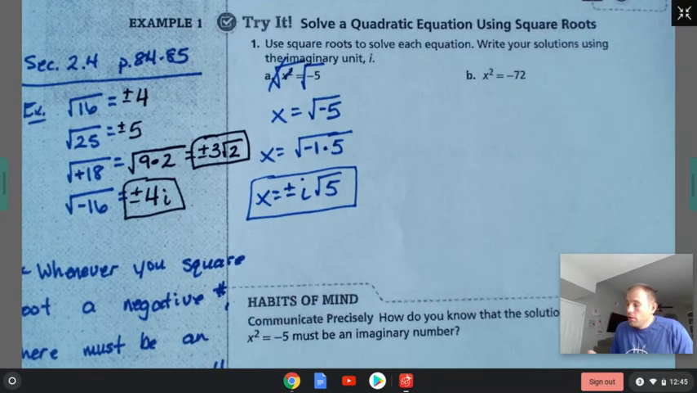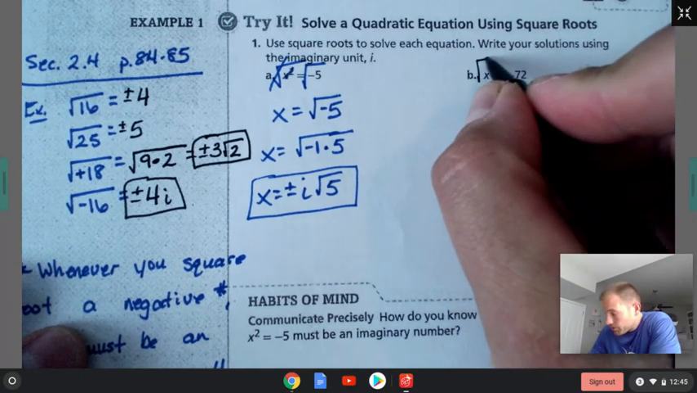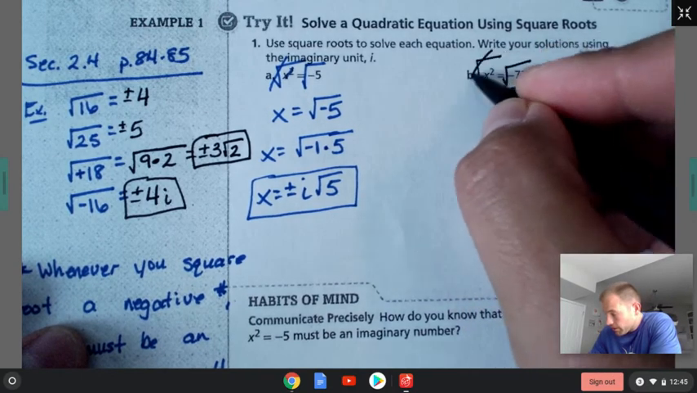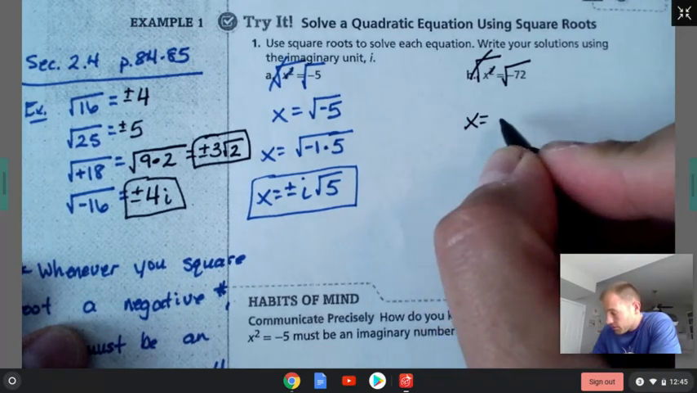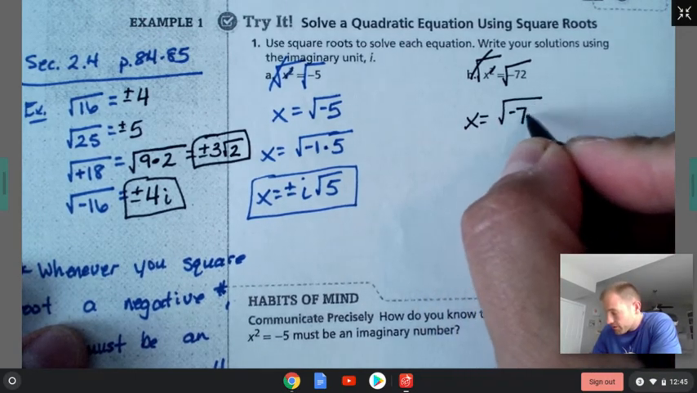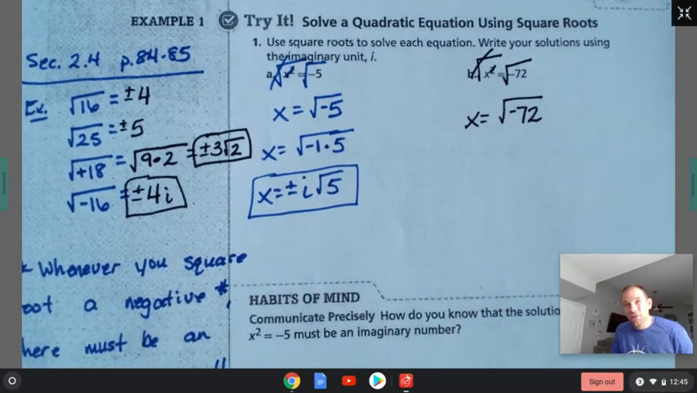Okay? We're going to do the same thing with example B. So we're going to square root first to get rid of the square. Cancel, cancel. Leaves us with x equals the square root of negative 72. And you're looking at that and you're like, is that a perfect square? If you think of all your perfect squares, 4, 9, 16, 25, 36, 49, 64, 81.